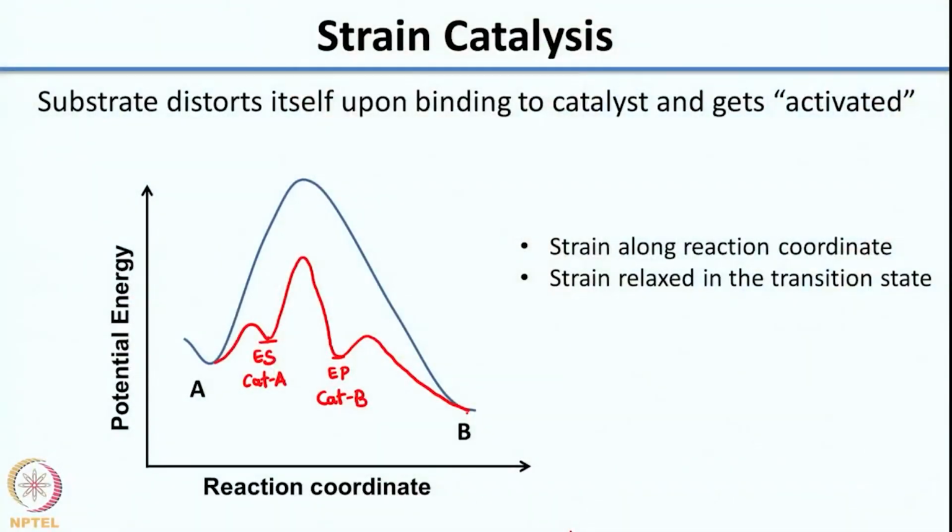So that is what I have written here, saying that the substrate distorts itself upon binding to the catalyst and gets activated. So again, back to our old analogy, we think about climbing a mountain. Here the substrate is going closer to the mountain by binding to this catalyst, and the transition state is lowered in energy because this strain is released in the transition state.